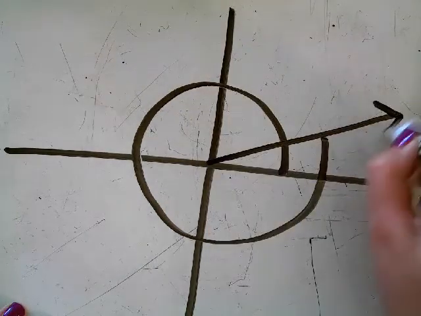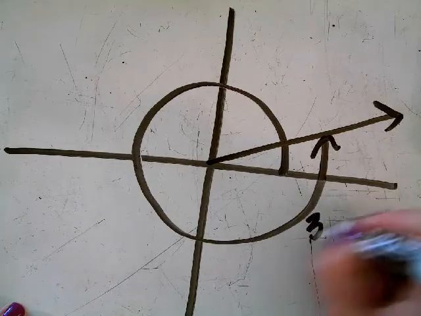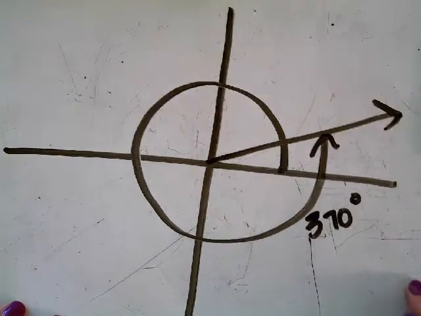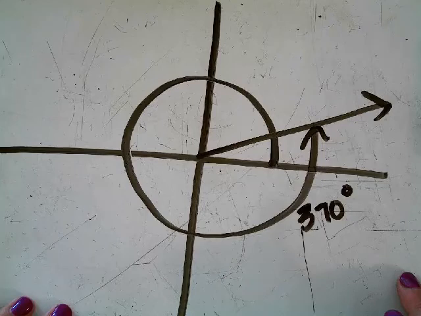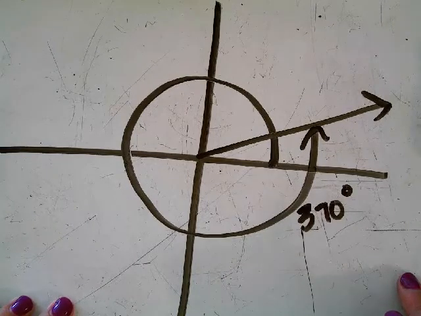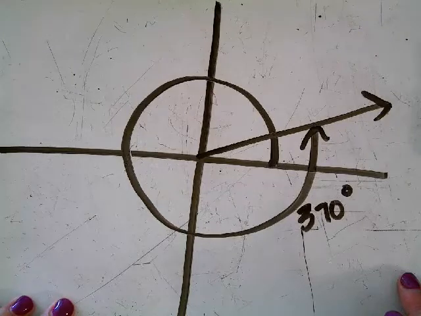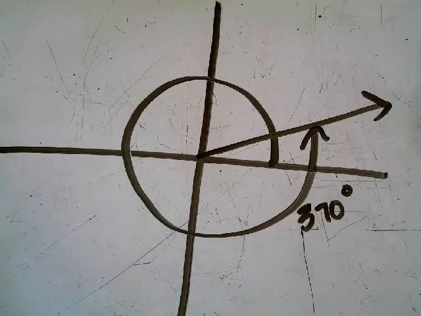Okay. All right, here's the next one. Are you guys ready? Okay, think about it. 720. Just think about it. 720. What does that mean? Think about it and then draw it.